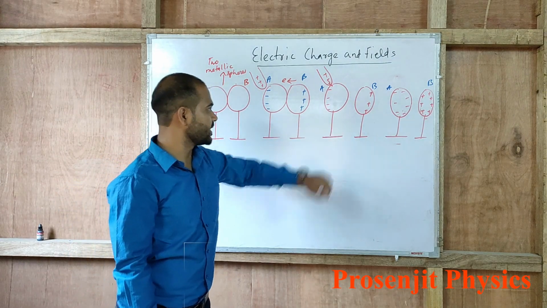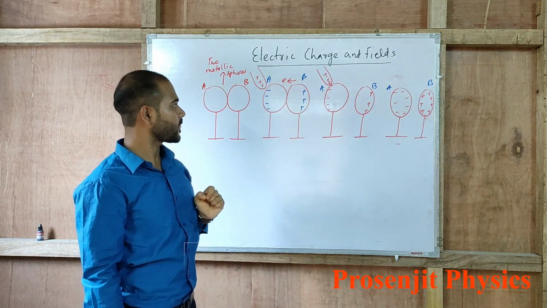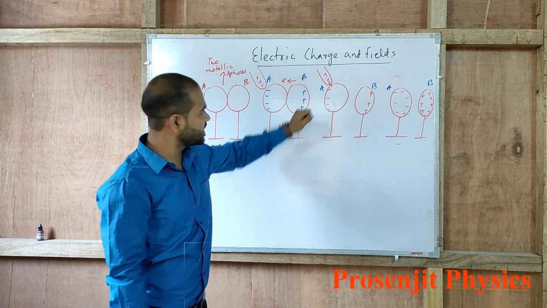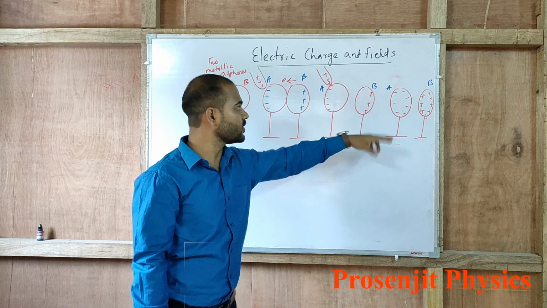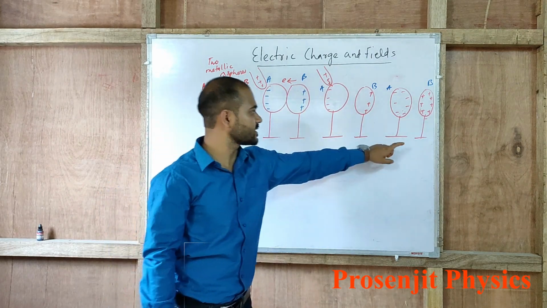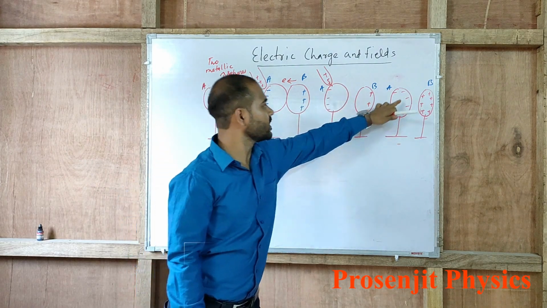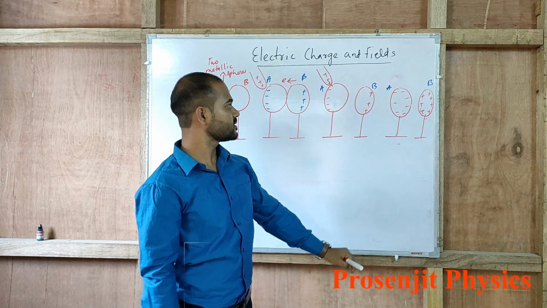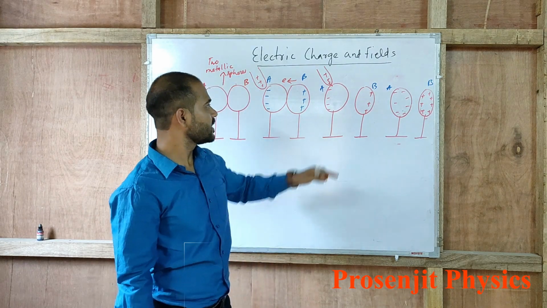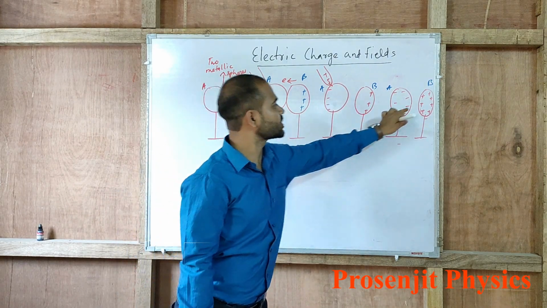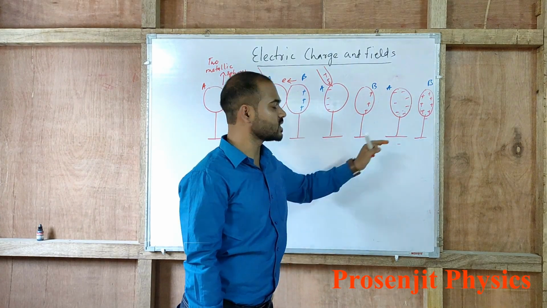Now if we separate the bodies A and B by keeping the glass rod at the same position, then the end A will have negative charge and the end B will have positive charge. Now if we remove the glass rod, in the last case, this negative charge will spread completely over the surface of the body A and the body A becomes negatively charged, and the positive charge on B will spread completely over the surface of the body B and the body B becomes positively charged.